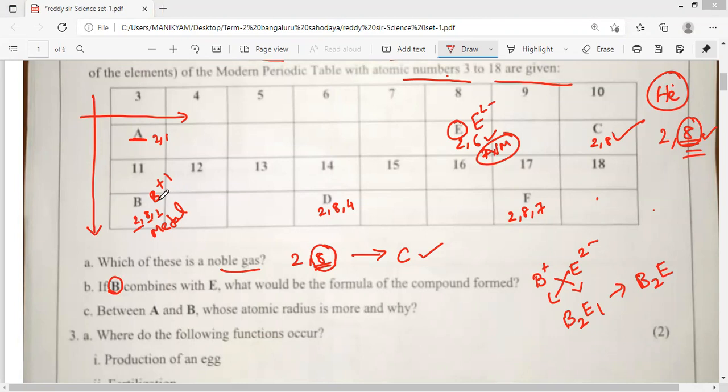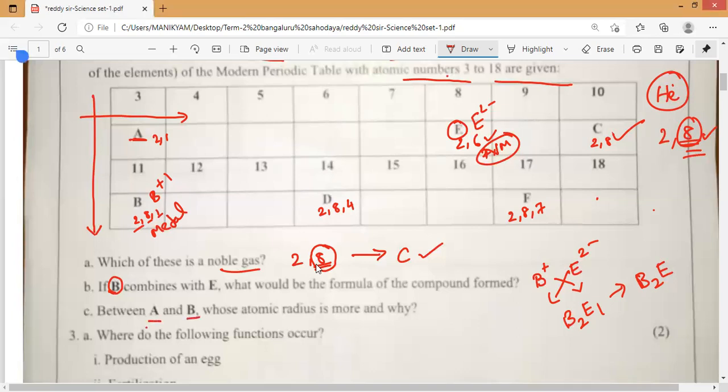Okay, what they are saying. They are saying B and they are saying E. So in the question paper itself, you can write the electronic configuration like this, and you can say B is 1 and E is 2, so that if you exchange, we get B2E. That is what you have to remember. Next, third question. Read, try to understand the question and make it.